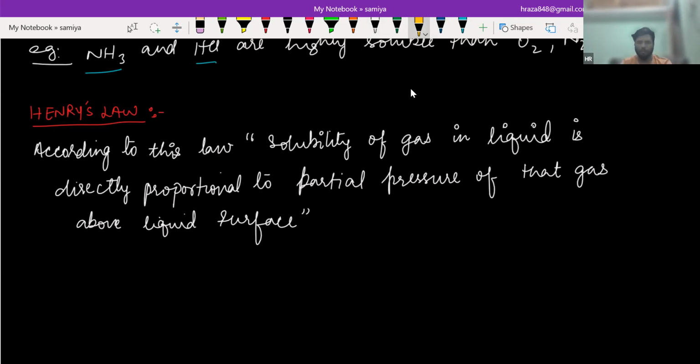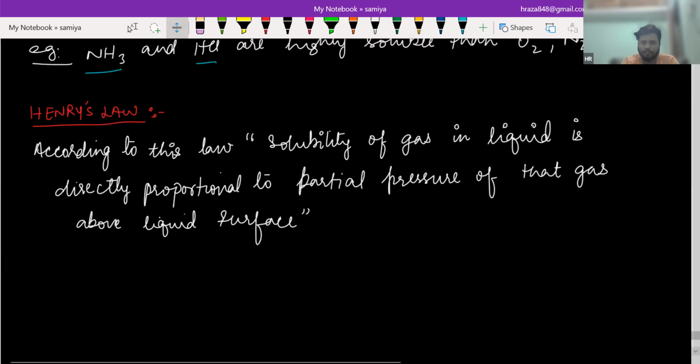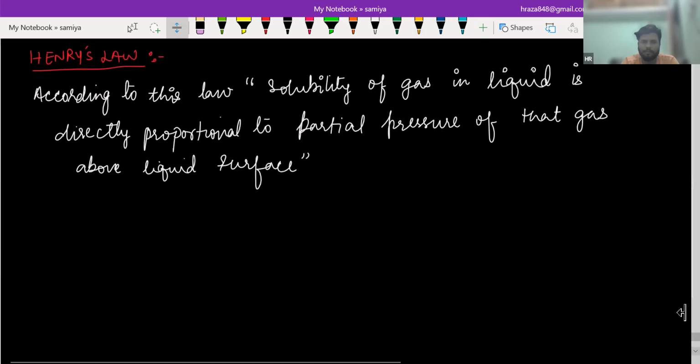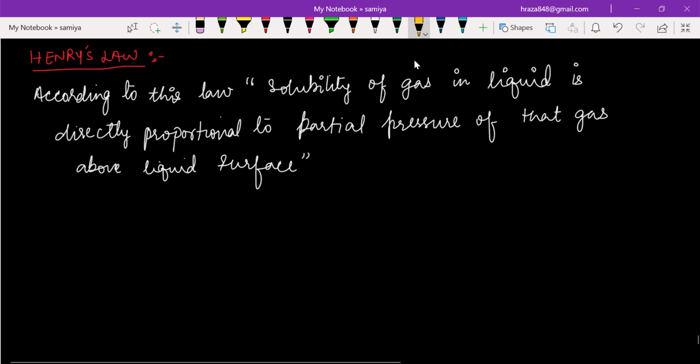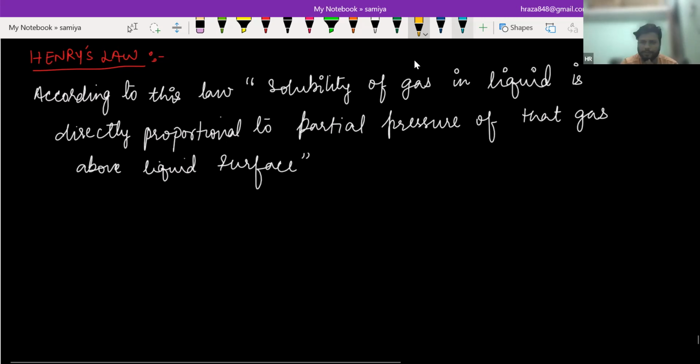It is very easy to understand what Henry's law says with the help of an example: a bottle of cold drink. Are you done with this? Everyone? Okay.